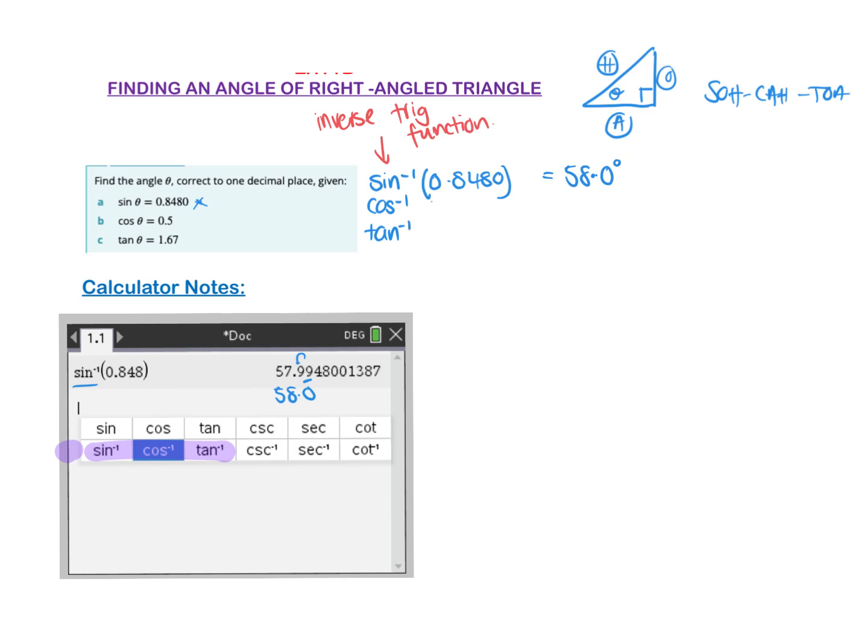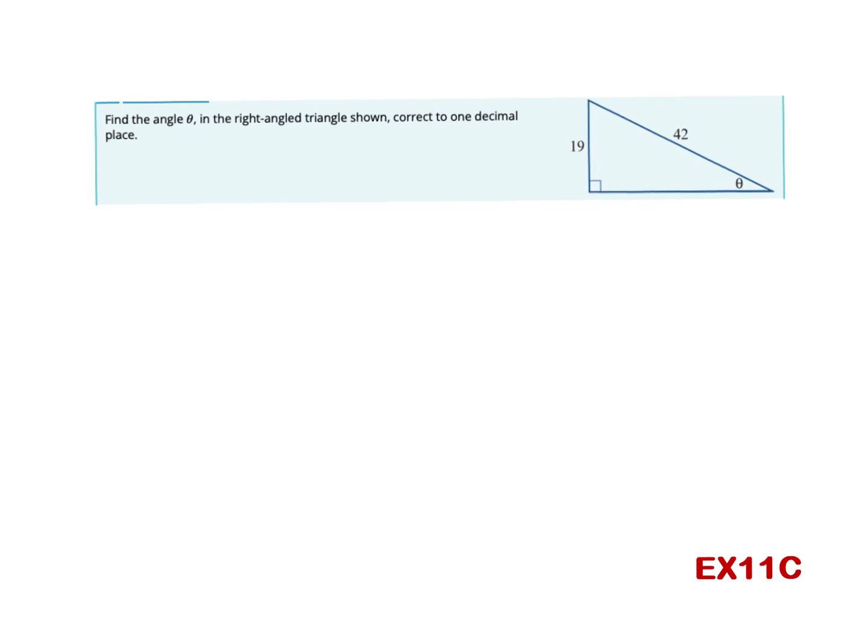So then if we do the cos one, 0.5, that will equal 60. It'll equal 60 exactly, but we want 1 decimal place, so we would still say 60.0 degrees. And then the last one, you pop into the calculator the inverse tan of 1.67, and that ends up being 59.1 degrees.